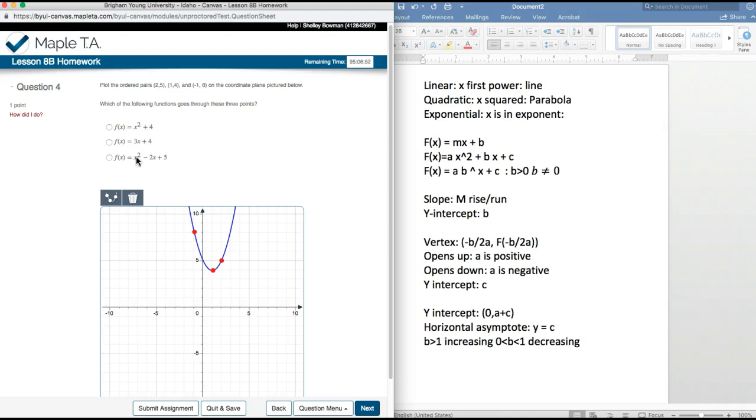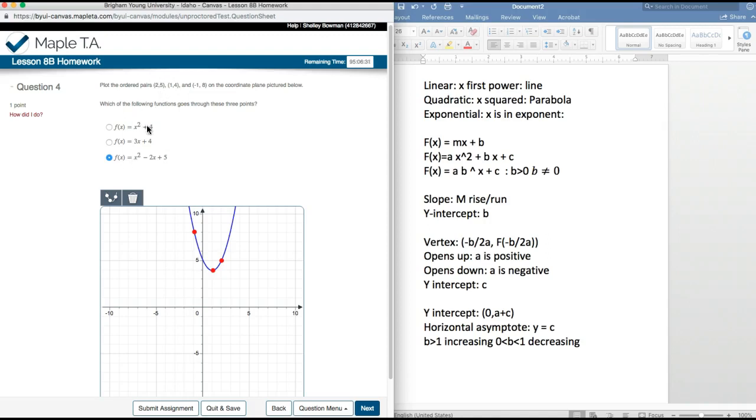Another way I could do this, I would put the 2 here. 2 squared is 4 still. Minus 2 times 2. 4 minus 4 is 0. Plus 5 gives me 5. The answer is (2, 5). So this one I know just by plugging in this number right here and getting the 5 that is correct.